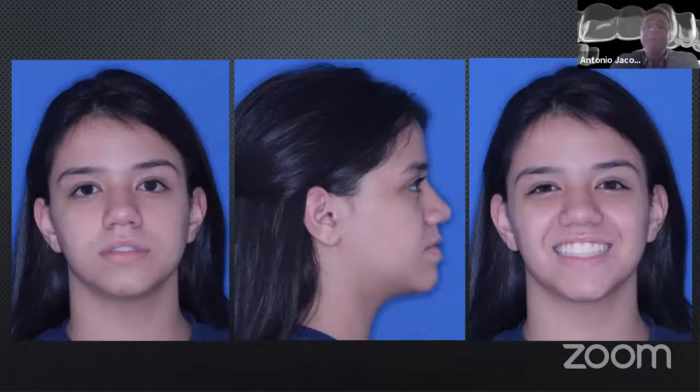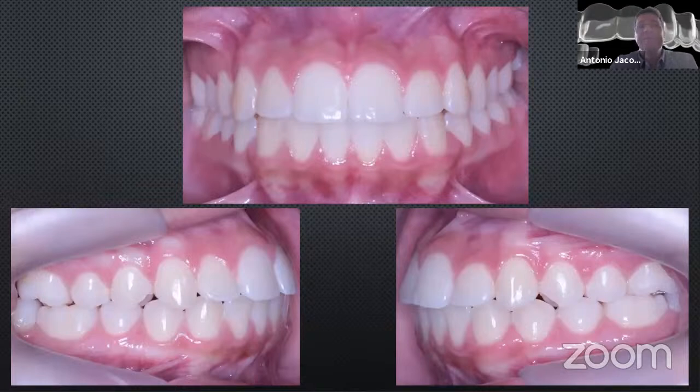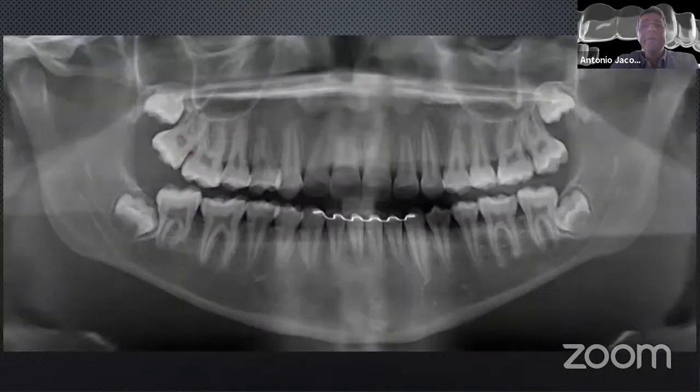We had the possibility to extract the first premolars, but I think she has a nice profile right now, and I think it was a very good decision not to extract the premolars. Okay, this is the end, the final result, upper and lower, and the final X-ray with no root resorption at all with all the treatment. We had the second molar impacted also.